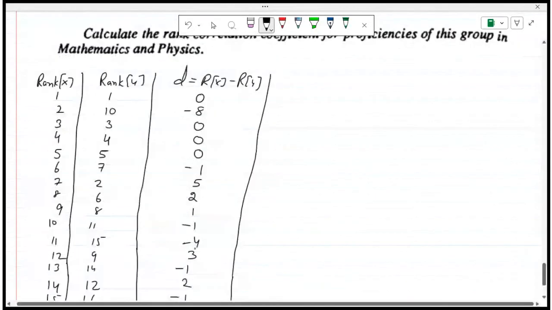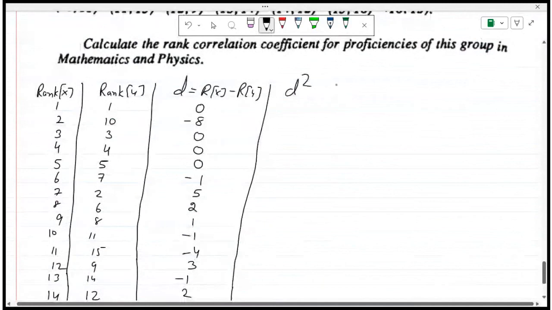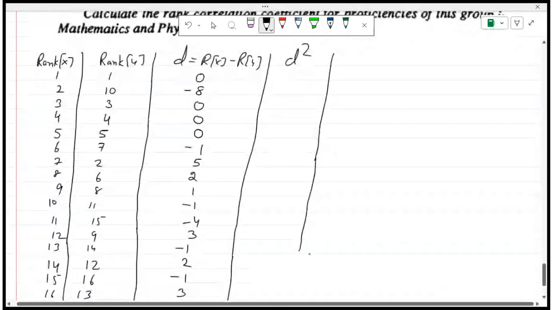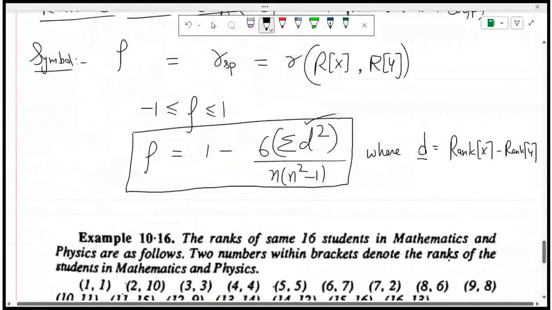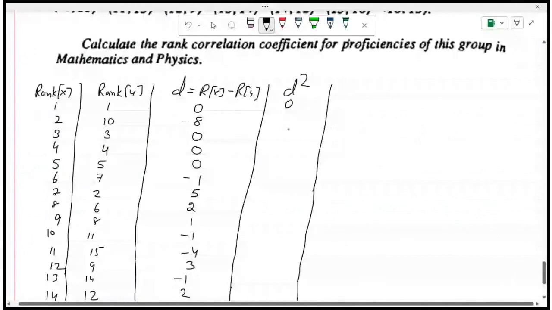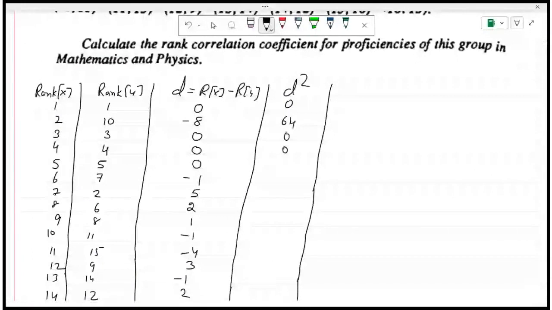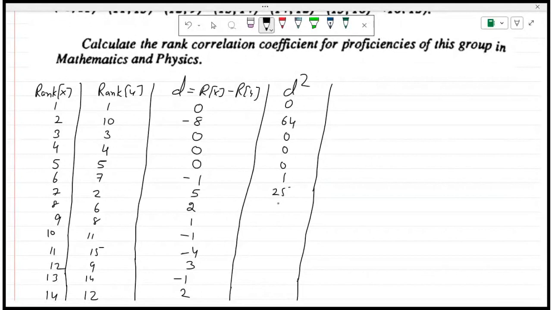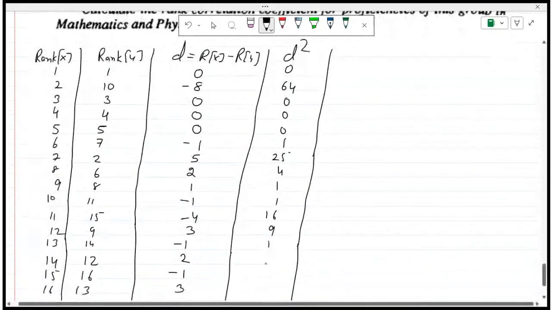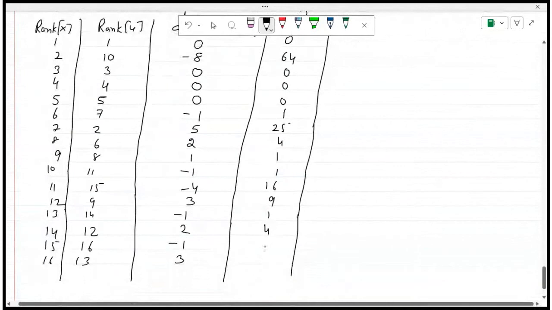Now we will find D square, students. You understand why we are finding D square? Because in the formula we need D square. So square of 0 is 0, square of 8 is 64, 0, 0, 0, 1 square 1, 5 square 25, 2 square 4, 1, 1, 4 square 16, 3 square 9, 1 square 1, 2 square 4, 1 square 1, 3 square 9.